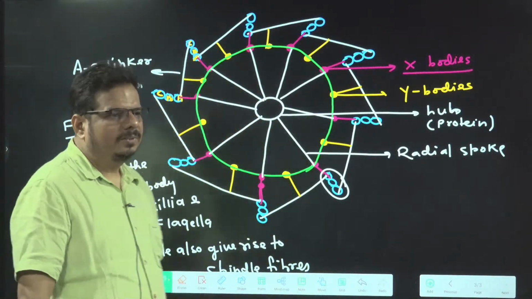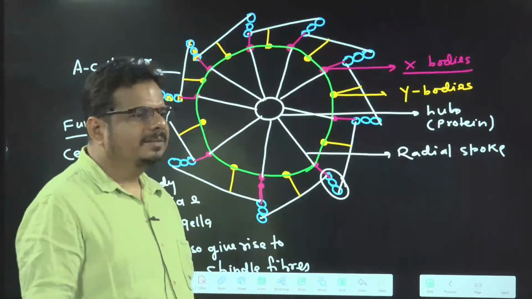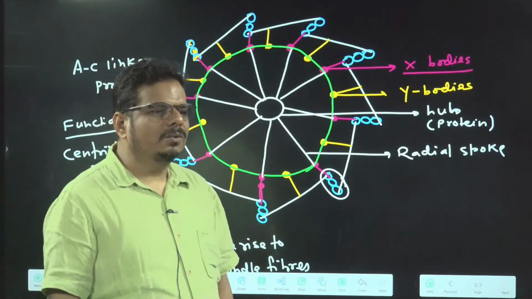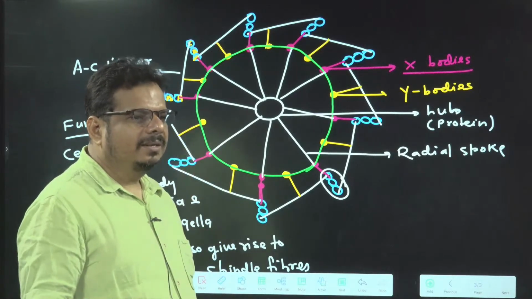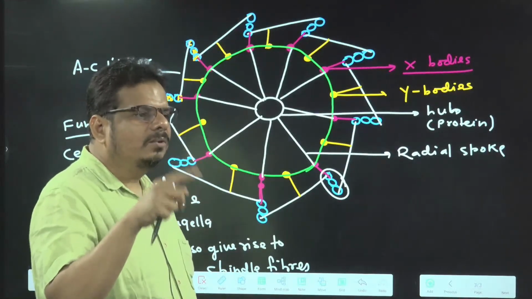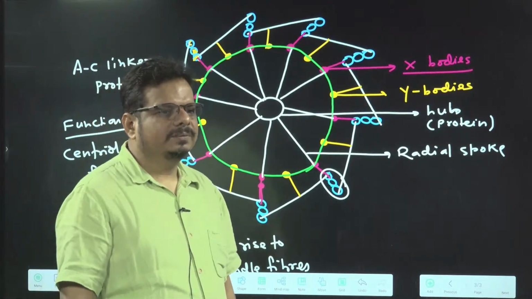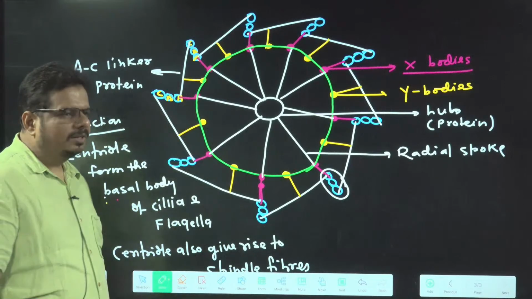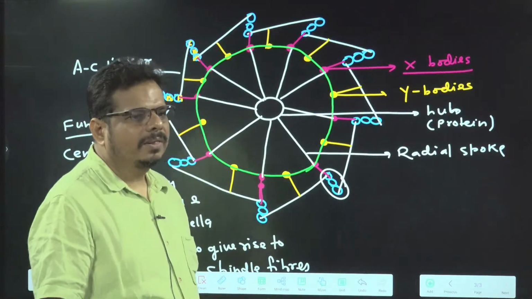27 microtubules. In one centrosome, how many microtubules are there? Answer it. In one centrosome there are 2 centrioles. One centriole has 27. So 2 centrioles have what? 2 into 27. How much? 54. Very good. You got the idea? You understand the idea? So this is about the ultrastructure of centriole.